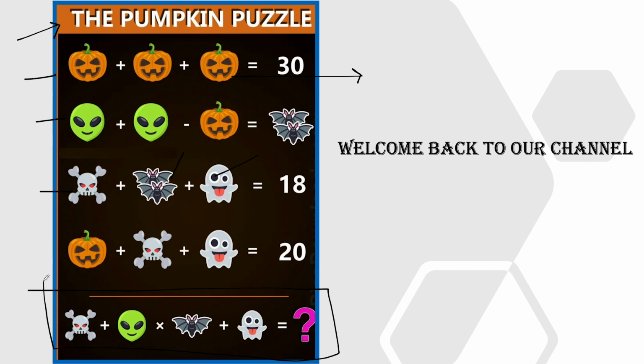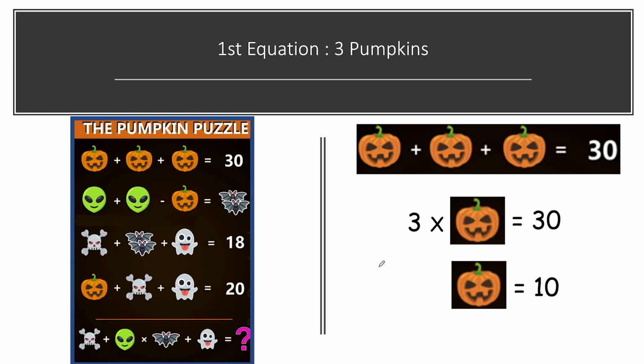Hope you all enjoyed solving this puzzle and got the right answer. Let's jump to the solution and solve the first equation. In the first equation, we have 3 pumpkins and their total value is equal to 30. When you solve this equation for the pumpkin, we get the value of pumpkin as 10.